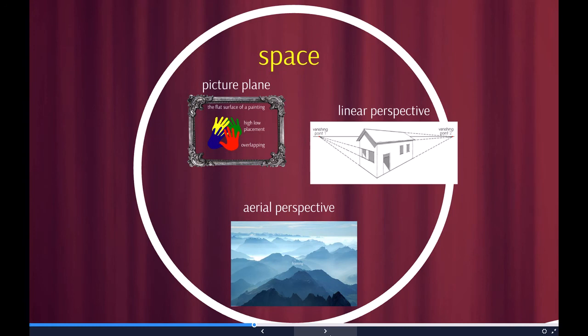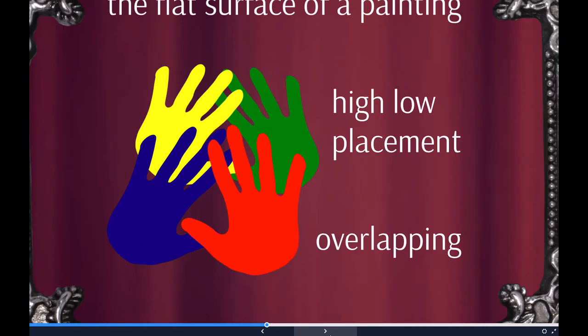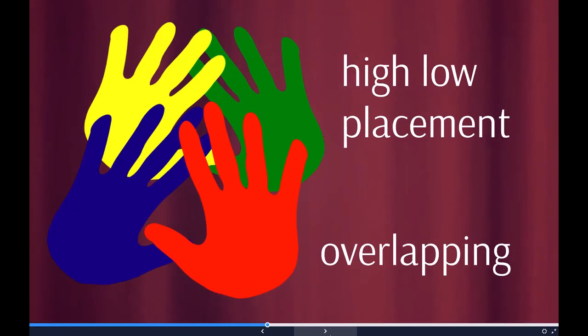With shape, again, it is 2-dimensional. When we draw shape, we are very often creating the illusion of three-dimensional form on a two-dimensional surface. We do this on a flat picture plane. The picture plane is the flat surface of a painting. And there are some ways we can create the illusion of depth, the illusion of three-dimensional space.